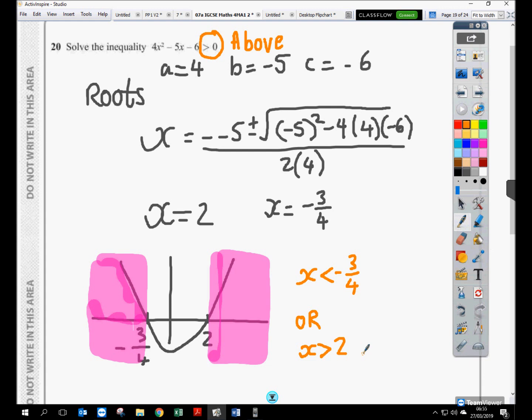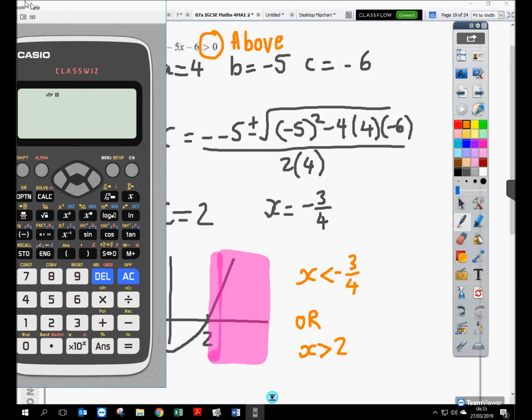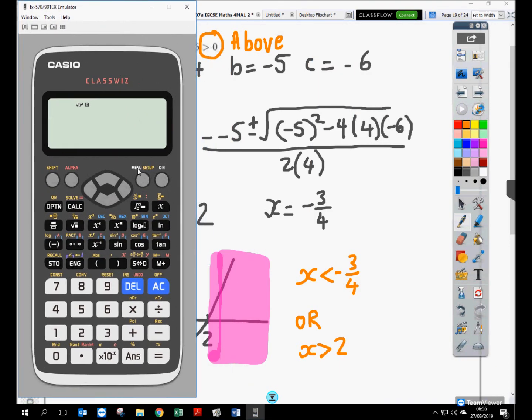Okay. There is a way to double check this because the ClassWiz calculator also has a solving inequalities mode on it. So if we type menu, scroll down to letter B, inequality, degree 2, and identify which type we have. We have type 1, greater than 0. Enter your A, B, and C. So 4, negative 5, and negative 6.